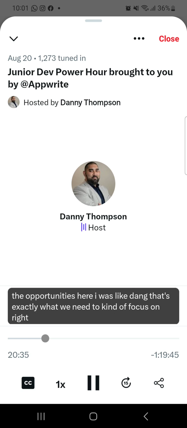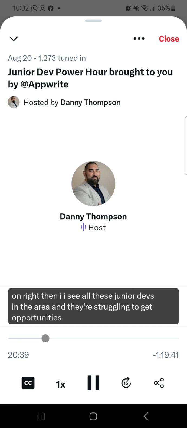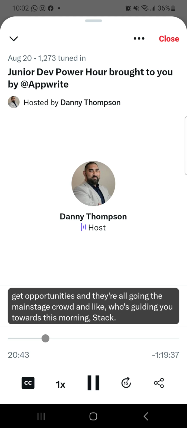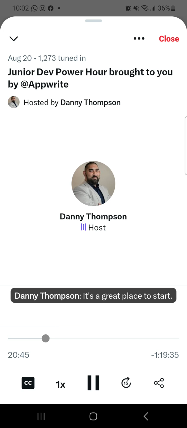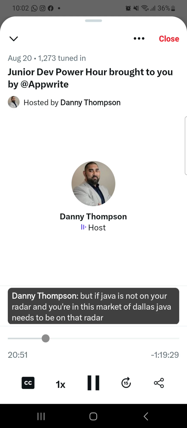Then I see all these junior devs in the area, and they're struggling to get opportunities, and they're all going the MERN stack route. And I'm like, who's guiding you towards this MERN stack? It's a great place to start. But if Java's not on your radar, and you're in this market of Dallas, Java needs to be on that radar. All the jobs here are revolving around Java.